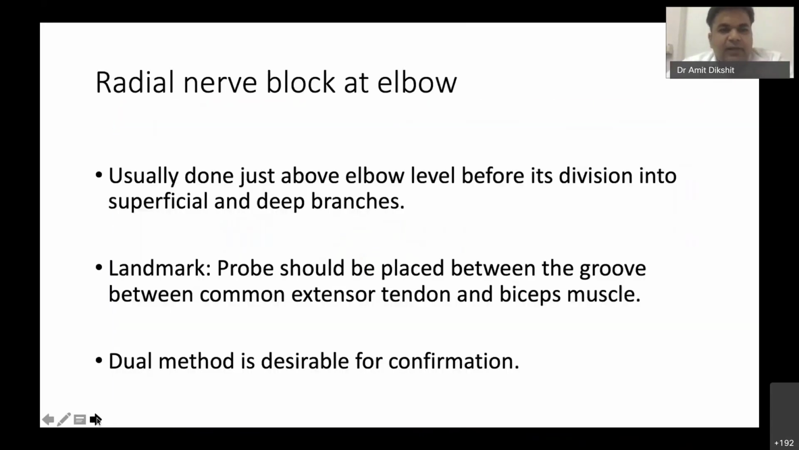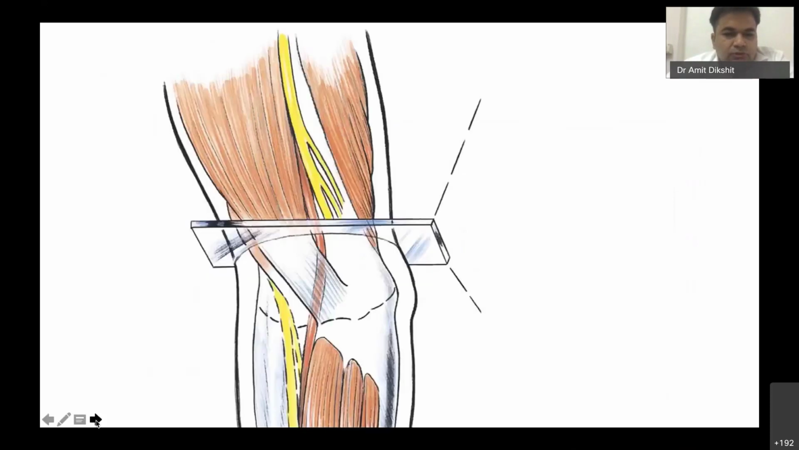So after the median nerve, I'm going to the radial nerve. The radial nerve can be blocked again in the arm or forearm, and the prominent place is mainly in the arm area where the probe is placed between the common extensor tendon and the biceps muscle. So here you can see the common extensor tendon and the biceps muscle. So you can see the radial nerve nicely there.